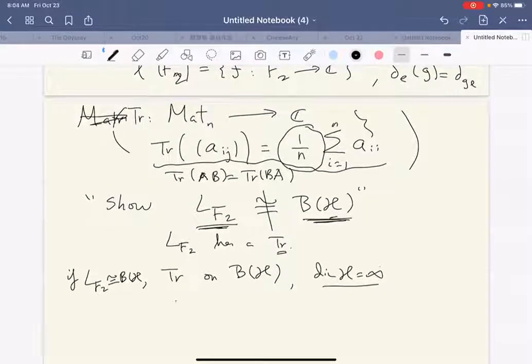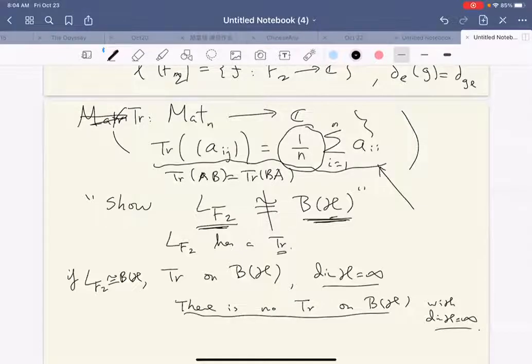And indeed, this is a good exercise. There's no such trace on B of H with dimension of H infinity. You can sort of see it from here already. In the finite dimensional case, when the Hilbert space is finite dimensional, there is a trace. But the way you define the trace, you have this 1 over n, where n is the dimension of the Hilbert space. In the infinite dimensional case, this wouldn't make sense. And indeed, you can prove this; it's what I usually give to good students in my linear algebra class, to show that there's no trace on B of H.